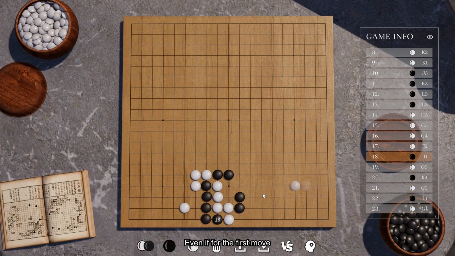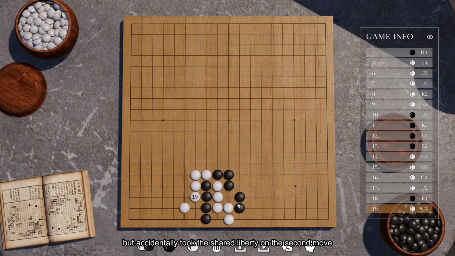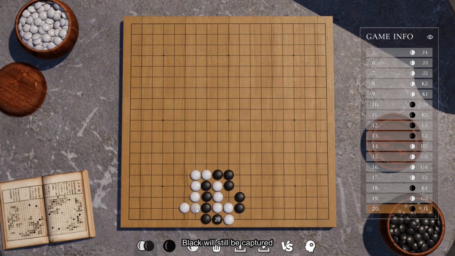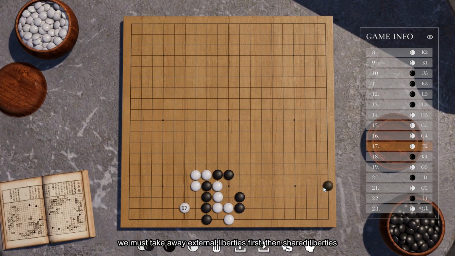Right, even if, for the first move, I took an external liberty, but accidentally took the shared liberty on the second move, black will still be captured. So please remember, when both external and shared liberties exist, we must take away external liberties first, then shared liberties. This is a fundamental rule in a battle for life.